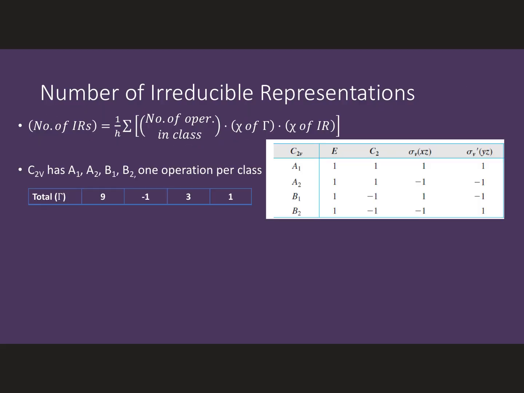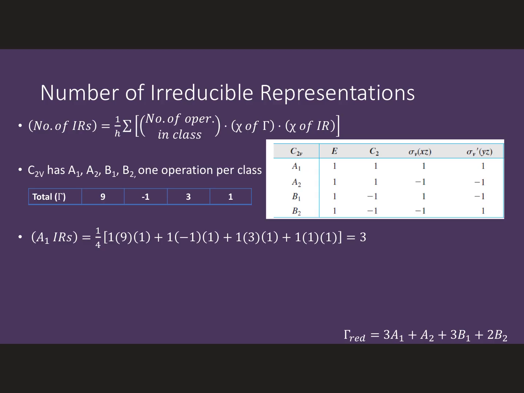All right, so here I have my character table for C2V, and here I have my reducible representation that I worked out on the previous page. When we look at this, we have, again, h of 4, and the number of operations in each class, well, there's just a 1 here, 1, 1, 1. So in other words, there's 1 operation per class. All right, so let's work out the math.